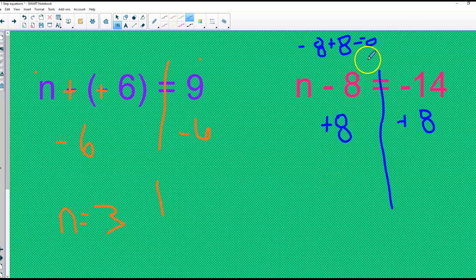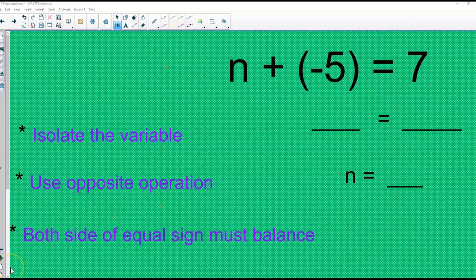So what do I have left? Because this is gone, it's 0. You have n left on the left, and on the right, -14 plus 8. Using your integer rules, you would get a -6. And again, if you plug that in, leave change opposite, you would get -14. Okay guys, so that pretty much sums up solving addition and subtraction equations. Couple of key things. Remember, your goal is to isolate the variable, meaning you want to get it by itself on the left. And to do that, we use the opposite operation, and both sides of the equal sign must balance. So what we do to one side, you do to the other.